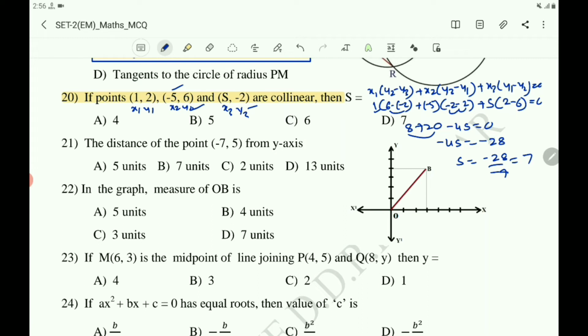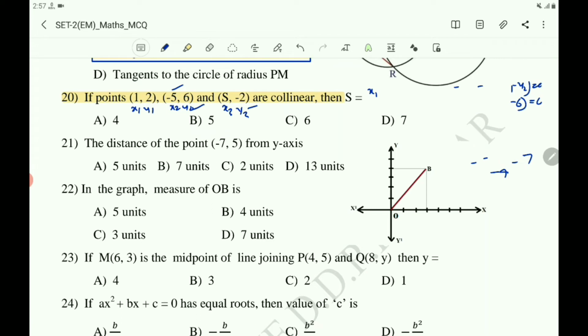Then what is the answer here? Option D is the answer. The answer is option D, 7.